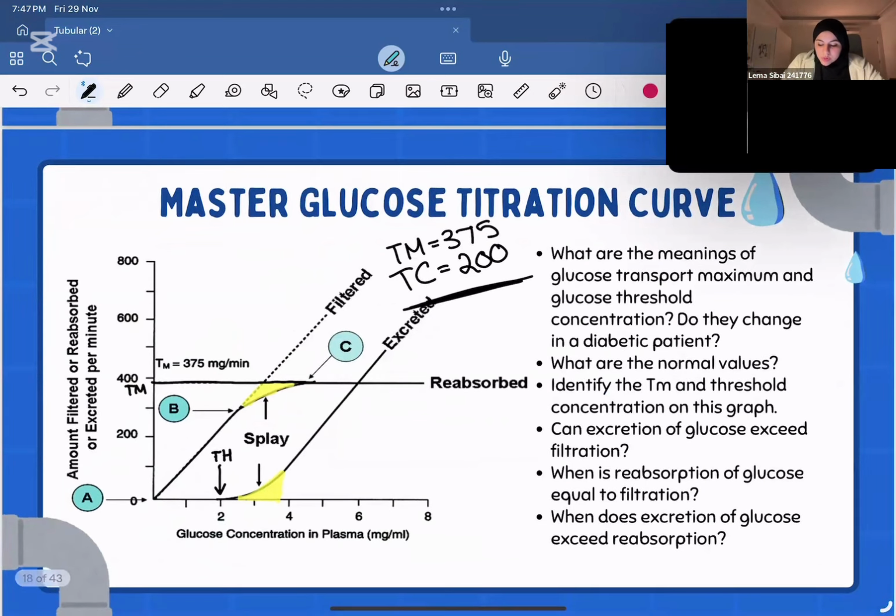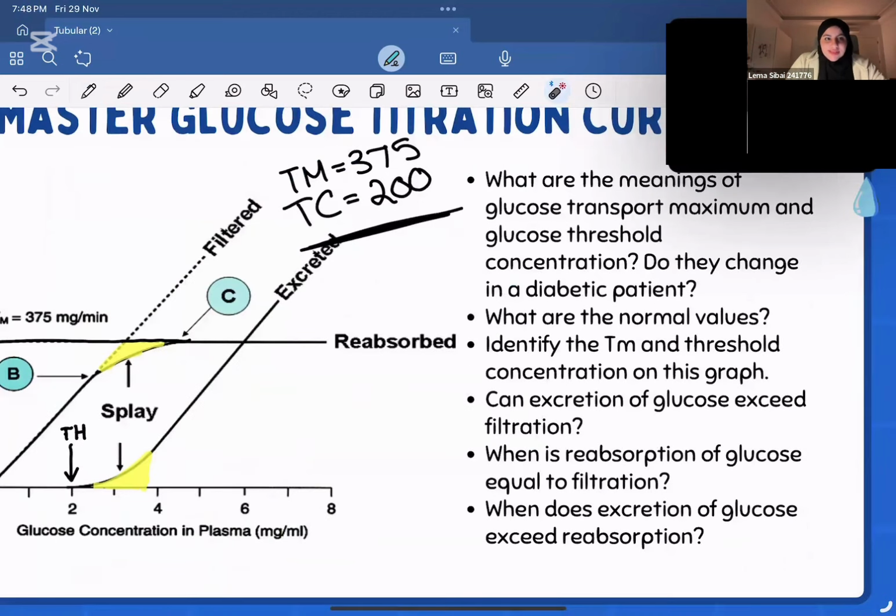Okay, can excretion of glucose exceed filtration? This is kind of logically thinking. Can excretion of glucose exceed filtration? What do you guys think? Okay, I'll answer it. Yes, exactly, it can't exceed filtration. Why? Because what's being filtered through the Bowman's capsule is all the plasma glucose that it's getting. How can you exceed the filtration, especially since glucose is not secreted back into the tubules?